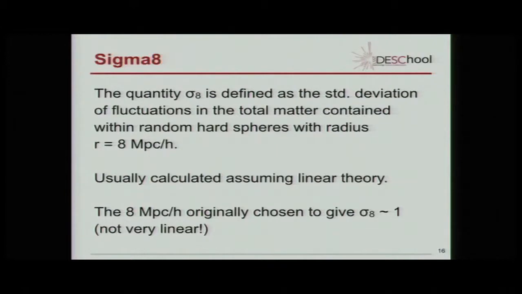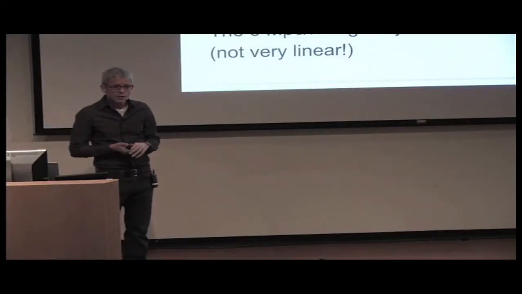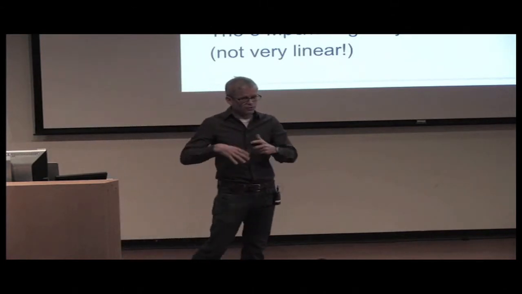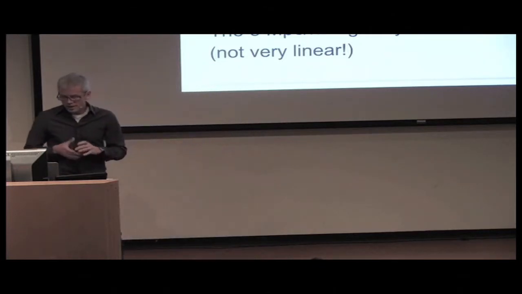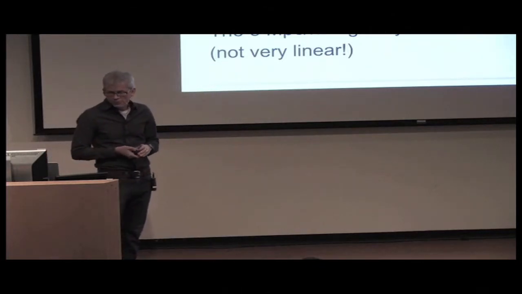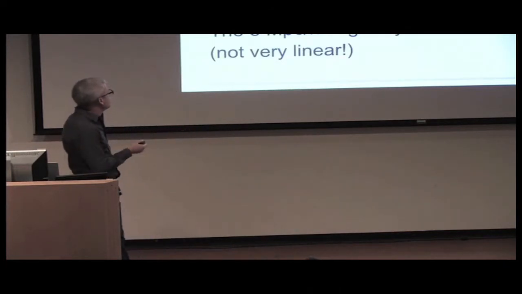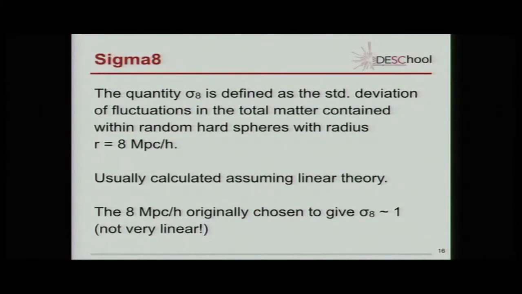Then you make that histogram for spheres in the universe, and the RMS of that histogram is sigma 8. Once you've normalized, you have to do that for the delta field. You don't do that for the histogram of kilograms; you do that for the histogram of the delta field. So that's the definition of sigma 8. We usually calculate sigma 8 using linear theory, and that's how we compare theory to experiment. I believe the 8 was originally chosen so that the answer would be about 1, although of course that's not very linear.